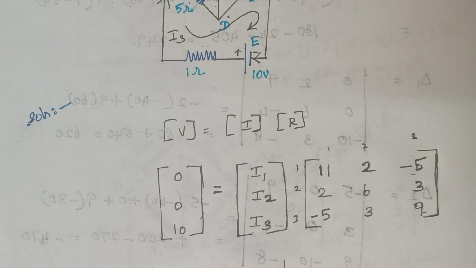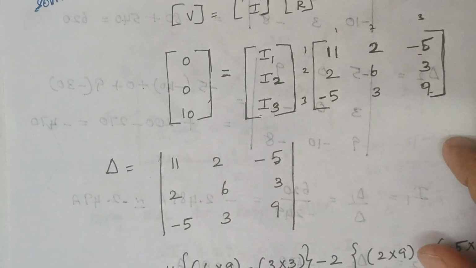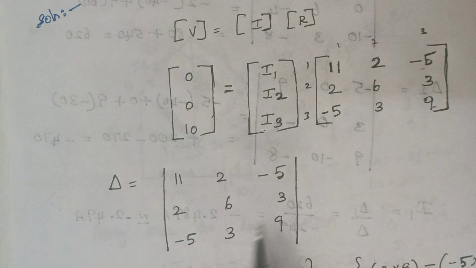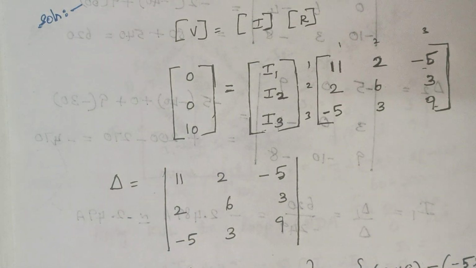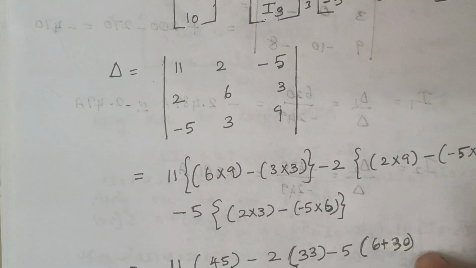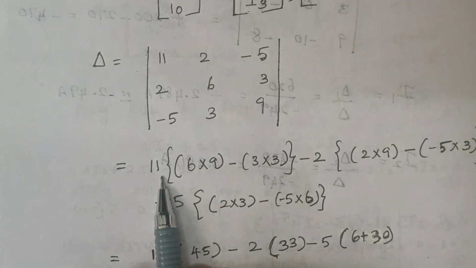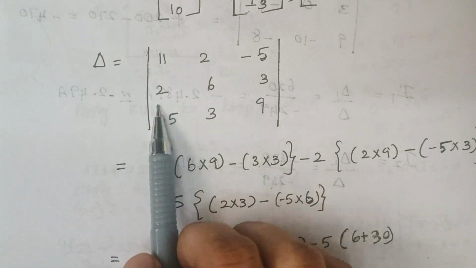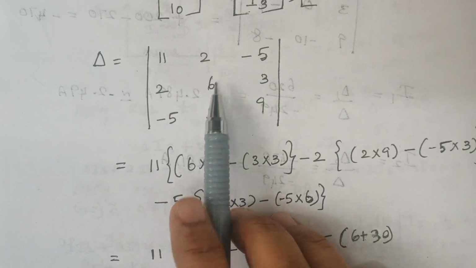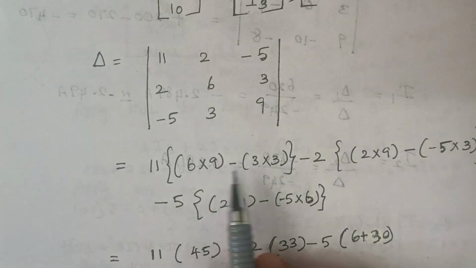Now the next thing is, we are going to calculate the determinant value, which is known as del, the determinant value of the resistors. I hope you know how to solve this determinant, but let me explain anyway. First 11 is written here. Then you remove this column and this row, and you multiply like this: 6 into 9 minus 3 into 3. That is what is written here.